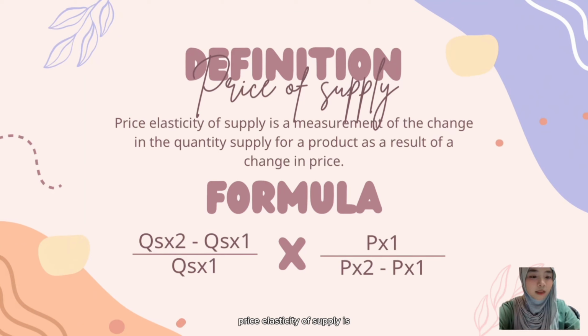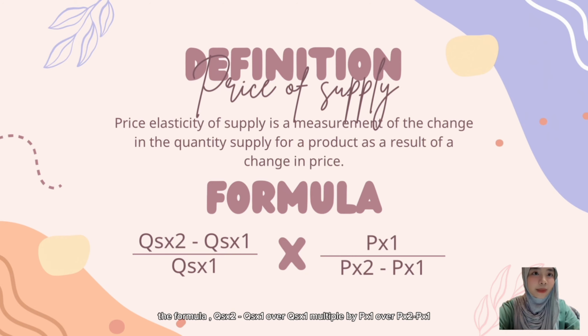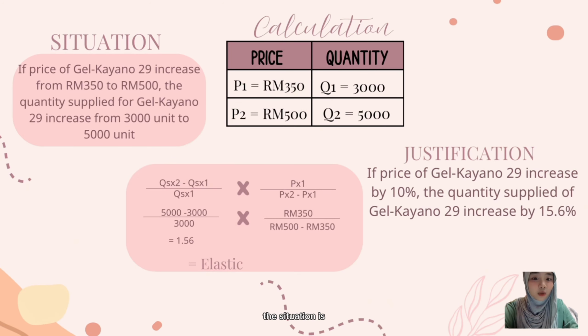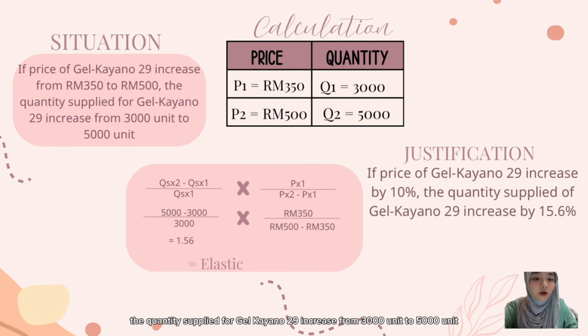Definition: price elasticity of supply. Price elasticity of supply is measurement of the change in the quantity supplied for a product as a result of a change in price. The formula: QSX2 minus QSX1 over QSX1 multiplied by PX1 over PX2 minus PX1. The situation is if price of gel Cayenne 29 increase from 350 ringgit to 500, the quantity supplied for gel Cayenne 29 increase from 3,000 unit to 5,000 unit.